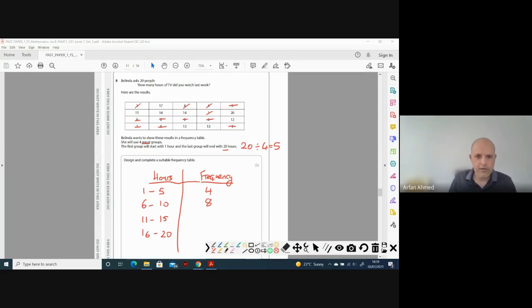11 to 15. 1, 2, 3, 4, 5, 6. Yep. 16 to 20 is just 2. Yeah, if we add these up, you should get 20, hopefully. Let's do it. Let's add these up. 4 plus 8 gives you 12. 12 plus 6 is 18. Yeah, we do get 20. There you go. So we've done it right.